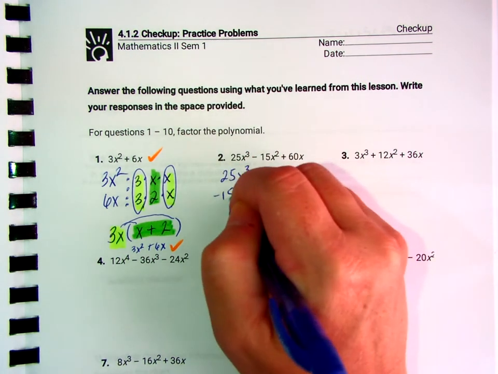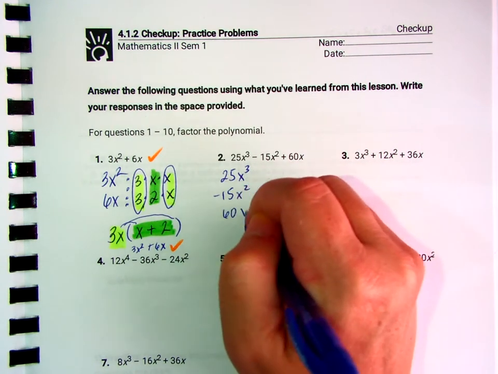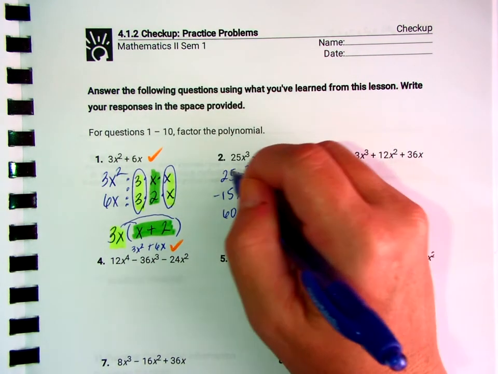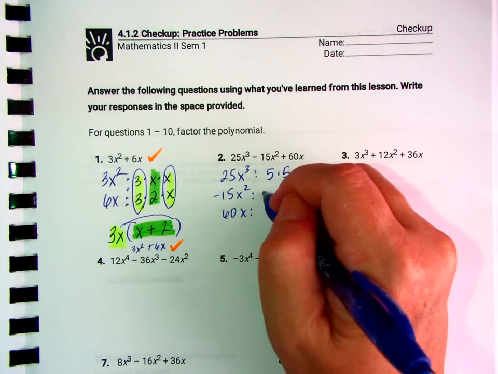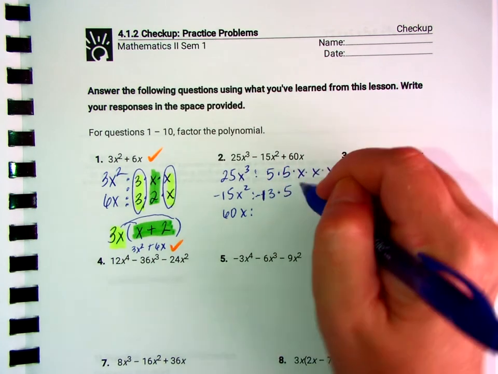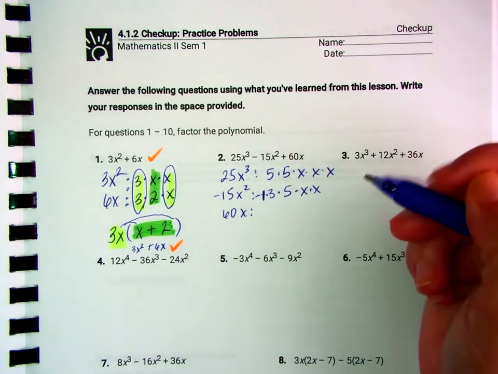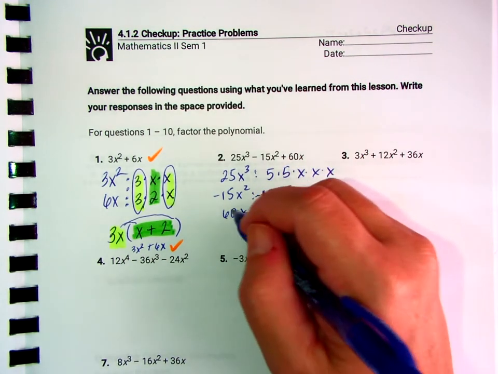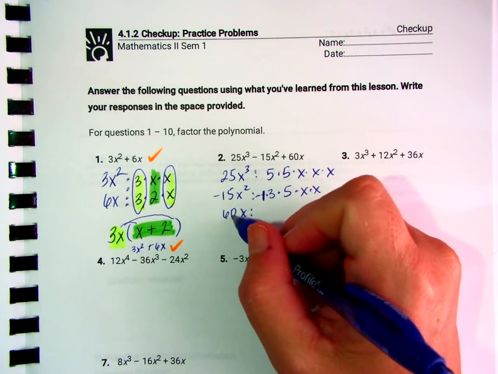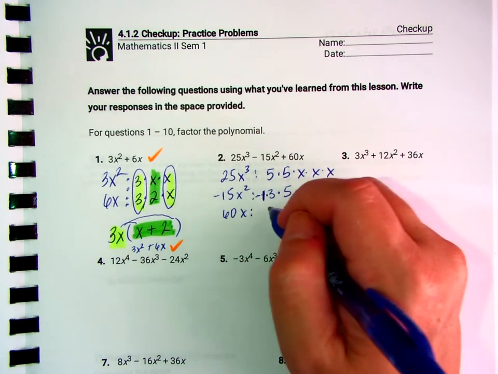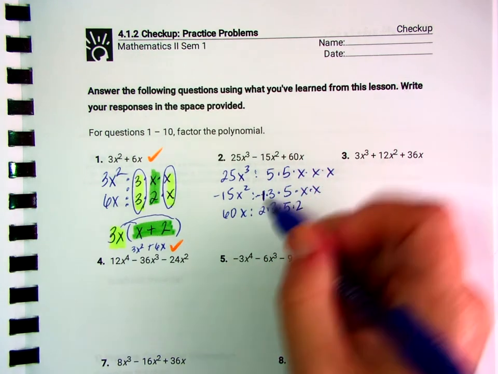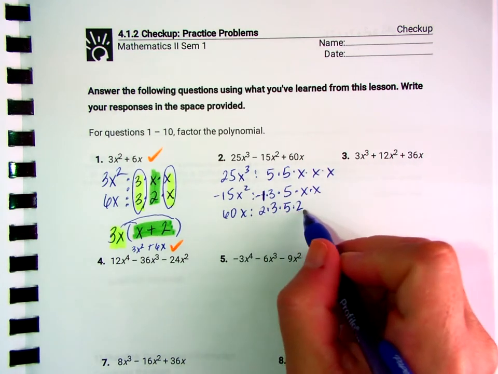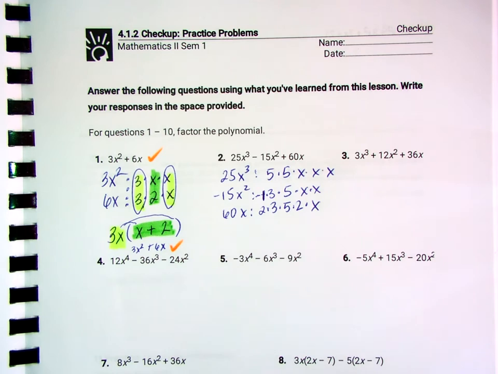Let's break down each term. For example, 25x to the third could be written like this. And I'm actually going to break it down to a negative 1 times 3 times 5. I hope you're okay with that. And then for 60, this could be 6 times 10, but that could be broken down even further into 3 times 2 times 5 times 2. So you've got to go down to its prime factorization, or smallest numbers.